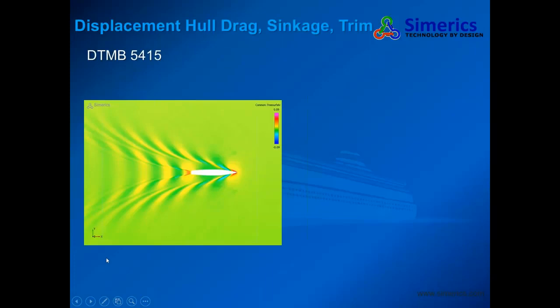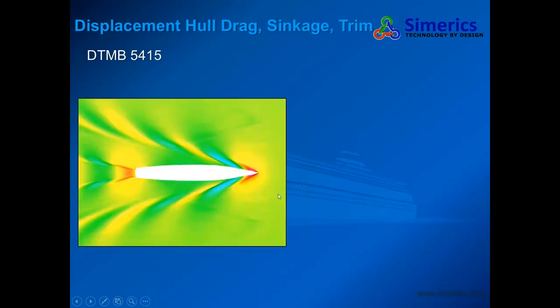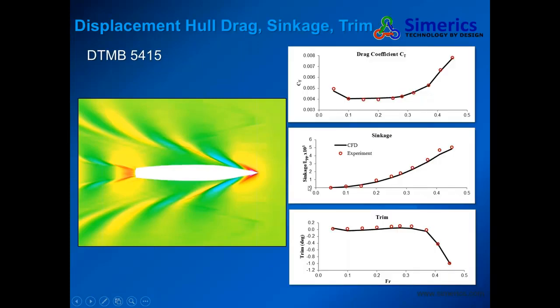Next, let's turn to the big boat. Here is a very famous displacement hull, the DTMB 5415 hull. And again, we have a very good interface capturing algorithm. You see how clear the waves look. And we also compare the resistance, sinkage, and trim over a large speed range. And we see they agree very well with each other.